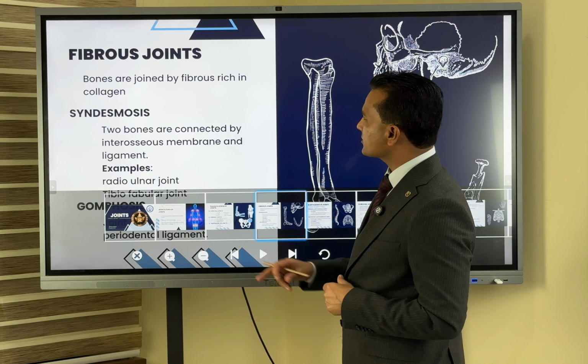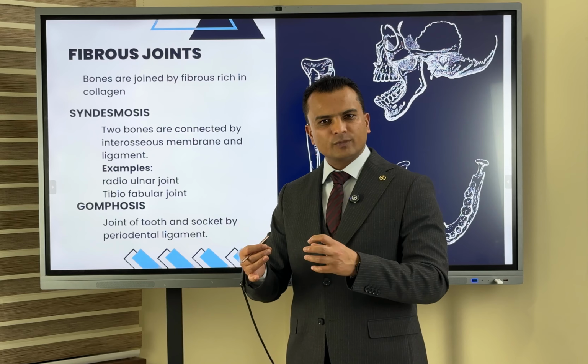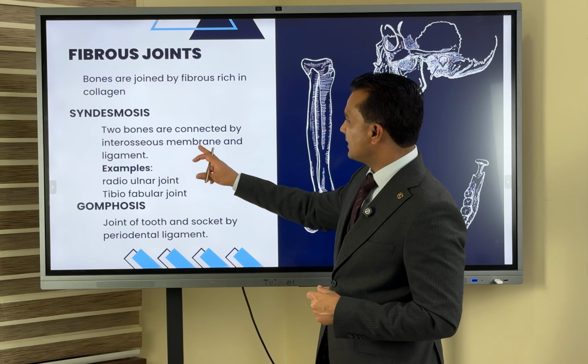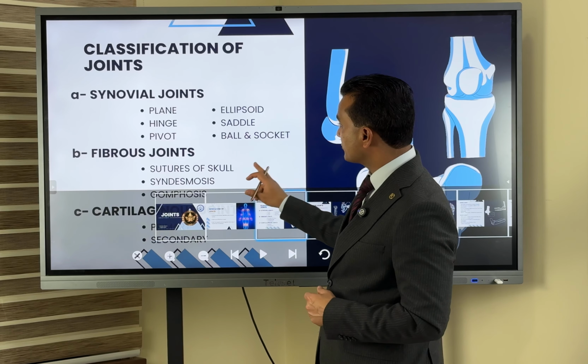Next slide you can see the fibrous joints. Suppose we start from the fibrous joints. In fibrous joints, bones are joined with the help of fibrous tissue which is rich in collagen, the most abundant structural protein in the human body. The first type of fibrous joint is the syndesmosis. Syndesmoses are joints in which there is a strong interosseous membrane, like in the middle radioulnar joint or the middle tibiofibular joint in the bones of the leg. These joints are called syndesmosis joints, and you can see examples of them there.